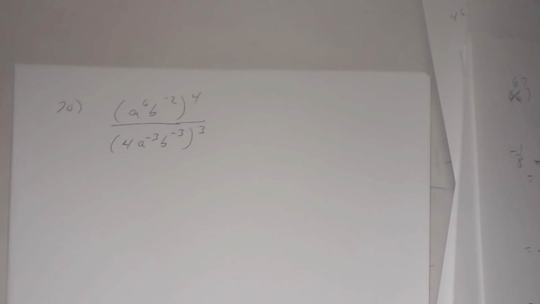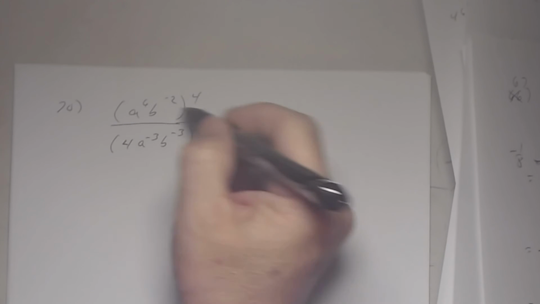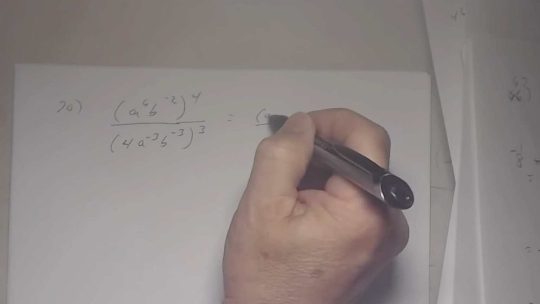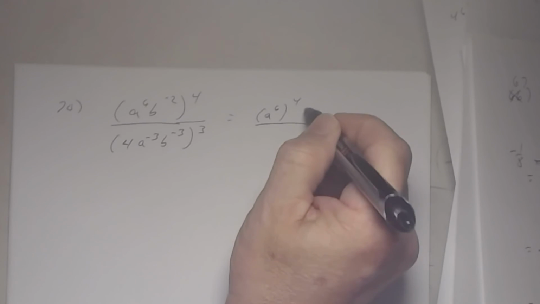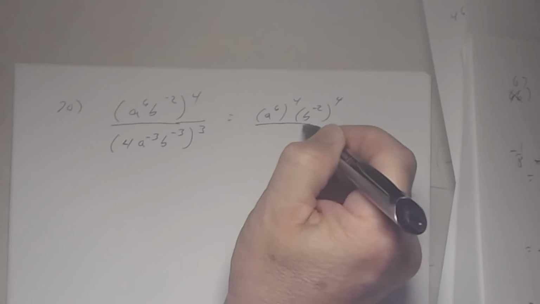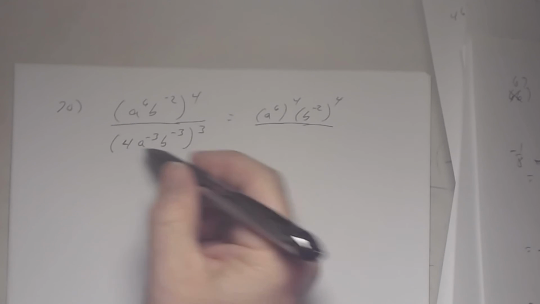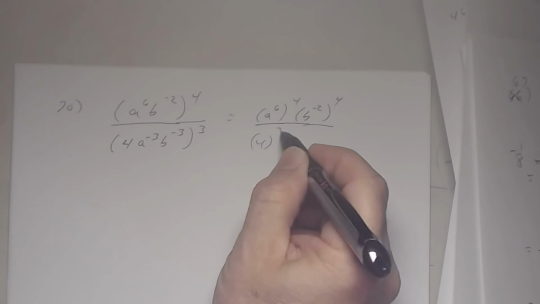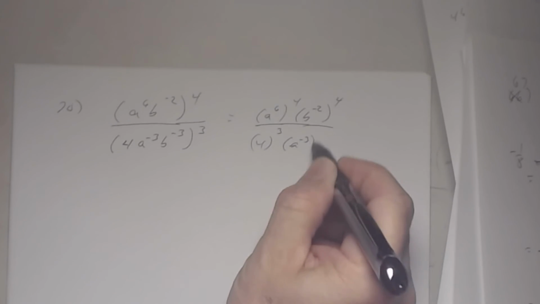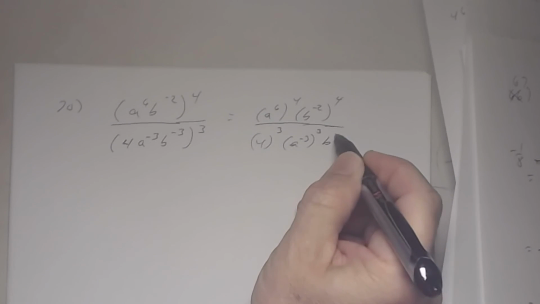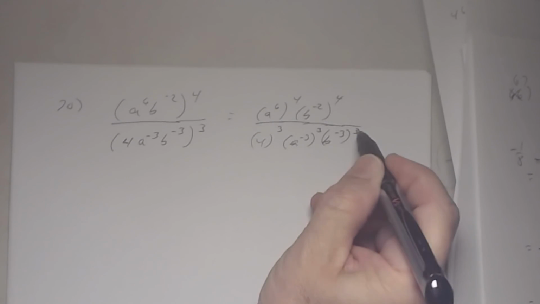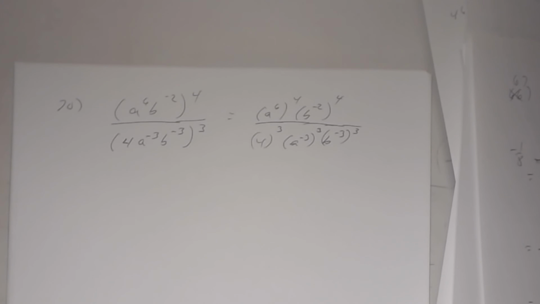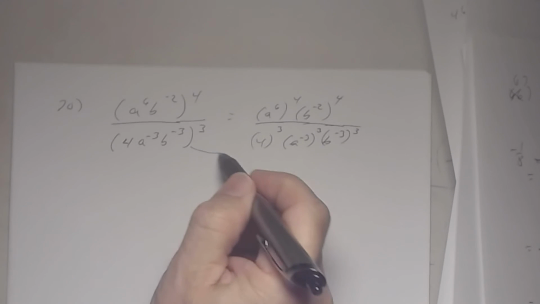What's the first step you're going to do? First rule? Power of a product. The power of a product says I take each factor that's in the parentheses, I raise to that power. So that's a to the 6th raised to the 4th. b to the negative second raised to what power? 4. And then the same thing with the denominator. 4 raised to what power? Third. a to the negative third raised to what power? Third. b to the negative third raised to what power? Third. Okay? So that was the power of a product.